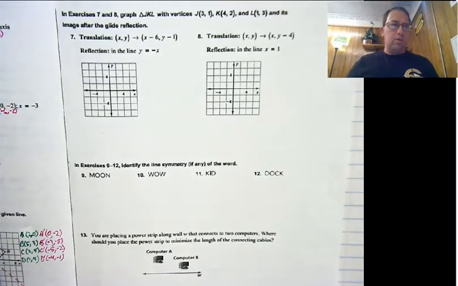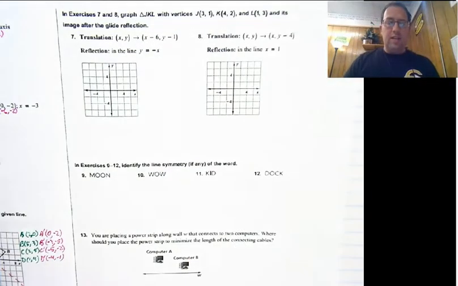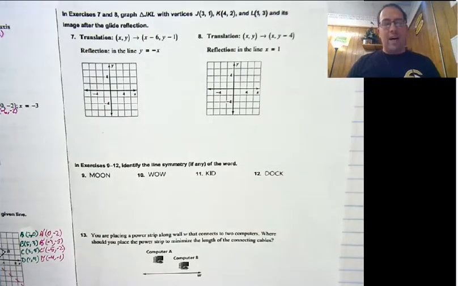Here, what we want to do is graph triangle JKL with those vertices and its image after the glide reflection. Okay, this is a composite, and so what is going to happen, we're going to have a translation, so we're just going to slide and then a reflection. So we're going to slide and then we're going to flip. All right, so first off, let's graph the original. Let's graph the pre-image.